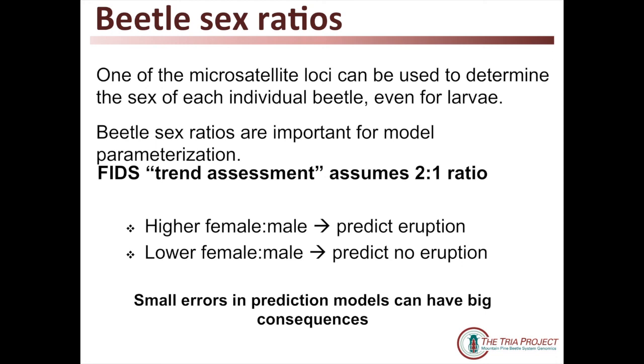So this trend assessment assumes a 2-to-1 ratio, where more than 2 females to male, it means you predict an eruption. Lower than that, no eruption, which is already very useful information that presumably, if the models work, is going to allow you to do some prediction. Now, unfortunately, small errors in prediction models can have big consequences. And so it's important to do it right and to test these things. And here's some interesting data.